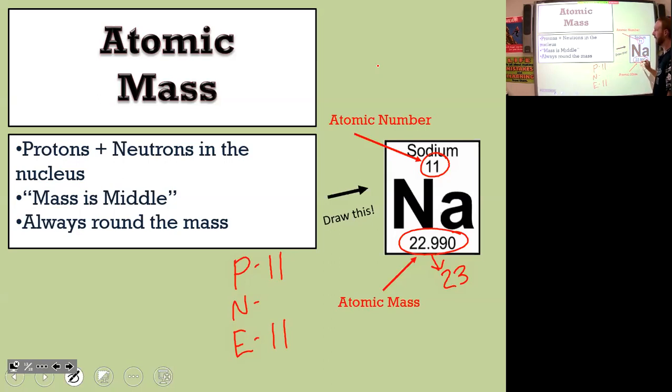I know that this mass is protons and neutrons. So I have 23 total. But I already know that I have 11 protons. So if I subtract out my 11 protons, I'm left with 12 of that 23 to be my neutrons. And that's how I find the PNE of an atom. Protons, neutrons, electrons. Okay? Helps me figure out what that atom's made out of. All right.